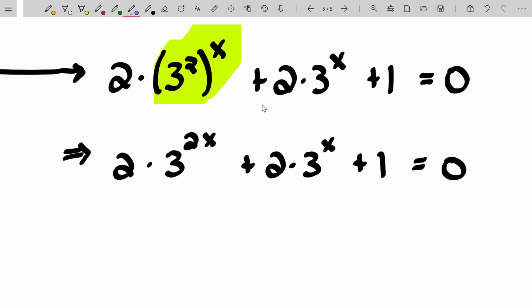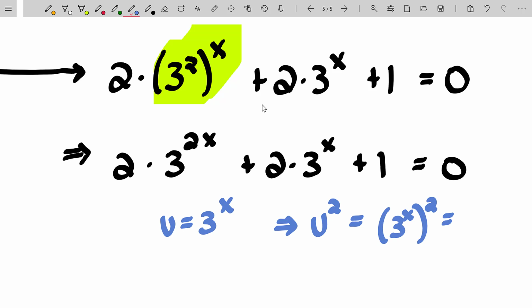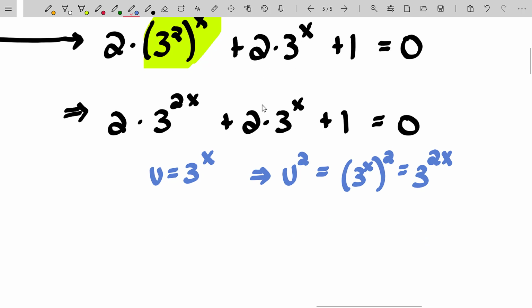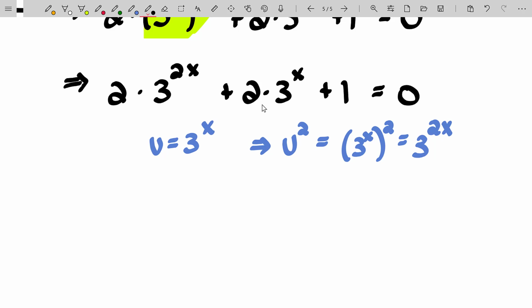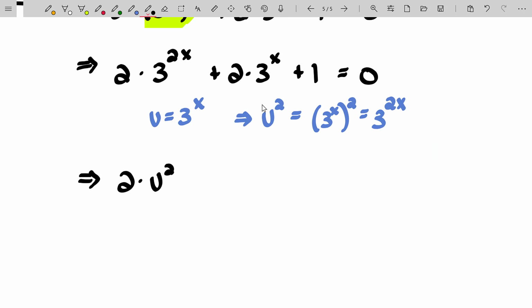So in this case, we'll just pretend as though u is locally defined to be u equals 3 raised to the x. And that will imply that u squared is 3 to the x squared, which is 3 to the 2x. And so our black ink right there can be rewritten as 2 times u squared plus 2 times u plus 1 is equal to 0. Now I have a quadratic equation that I would love to solve, but this is one where I'm just going to showcase how to use the discriminant to your advantage.